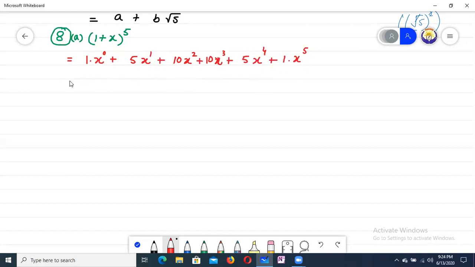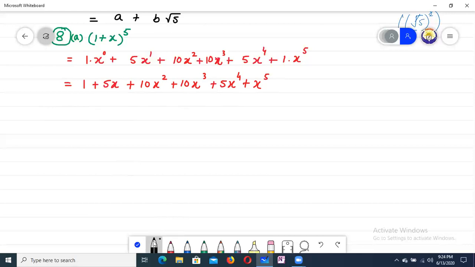Now we'll simplify. Here x raised to the power 0 is 1, then plus 5x plus 10x square plus 10x cube plus 5x raised to the power 4 plus 1 into x raised to the power 5 is x raised to the power 5. This is the expansion.